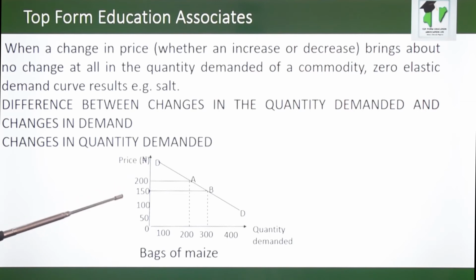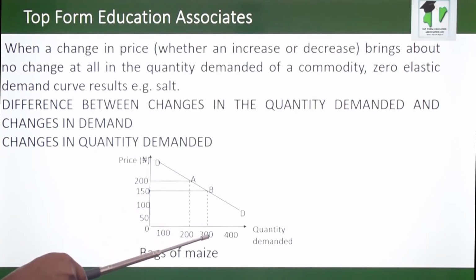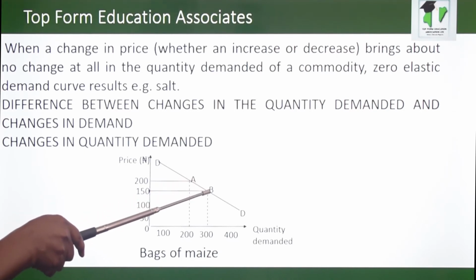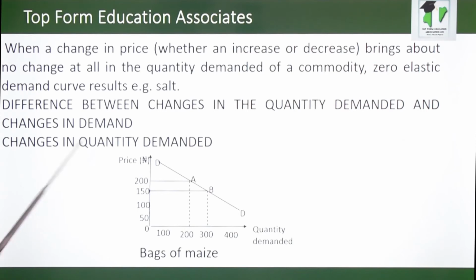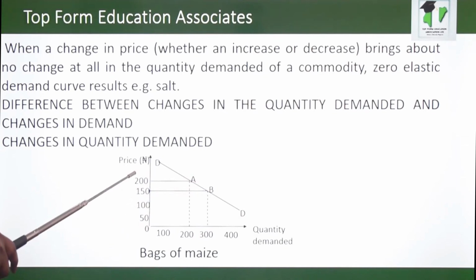Now, when the price fell from 200 naira to 150 naira, quantity demanded increased from 200 to 300. We can see there's a movement from point A to point B. Remember, I told you that changes in quantity demanded is brought about by only one factor affecting demand, and that is price. Again, one thing you must also notice is that when there's a change in quantity demanded, there is a movement along the same demand curve, like from point A to point B, when there's a decrease in price.